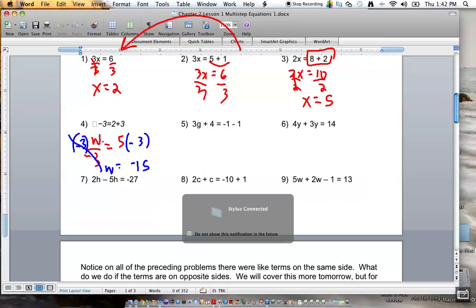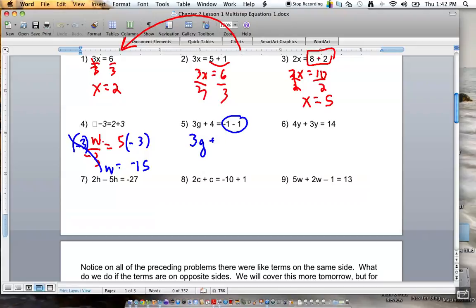turn to your neighbor. Say same side, same operation. Same side, same operation. Wait a minute, talk to me. You tell me this time. Same side, same operation. Let me hear it. Muy bueno. Now, look, the -1 and the -1 are on the same side. What is a -1 and a -1? Everybody. Negative two. Good. So 3g plus 4 equals -2.